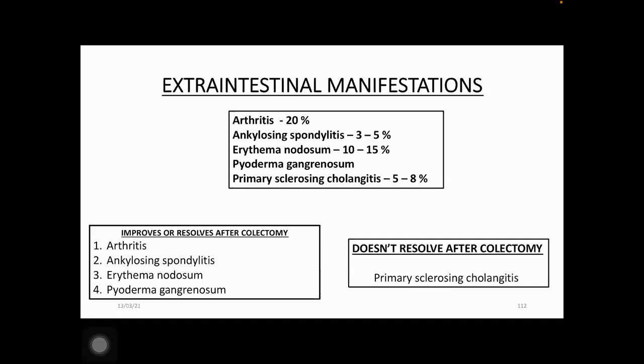Any doubts in this? Sir, doubt is there. The ankylosing spondylitis is not resolved after the colectomy, no, sir? No, it is resolved. Only the PSC doesn't resolve after colectomy. Ankylosing spondylitis resolves after colectomy. You're saying that the source says ankylosing spondylitis doesn't resolve.